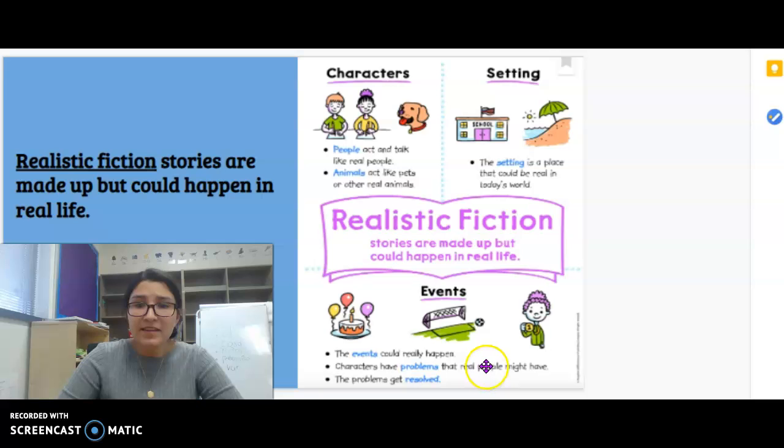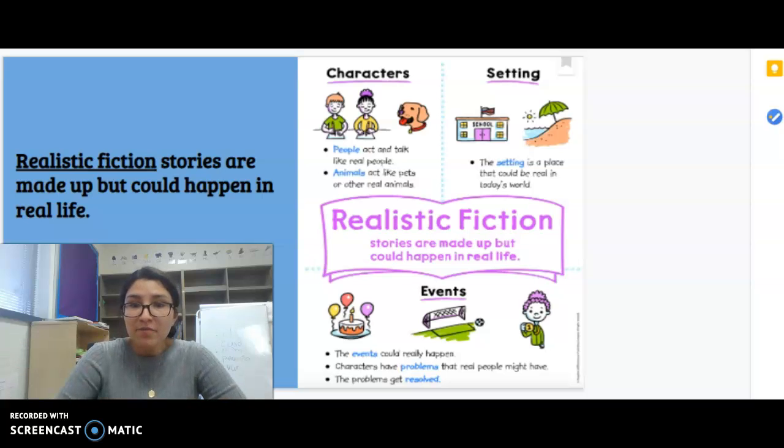Events. The events could actually happen. So maybe it's a soccer game on a Saturday morning and the character's team wins and everyone's super happy and goes out for pizza. That could actually happen in real life, right? So that's an event that could actually happen in today's world.